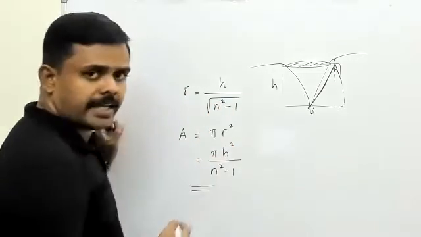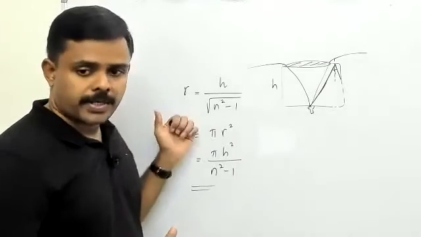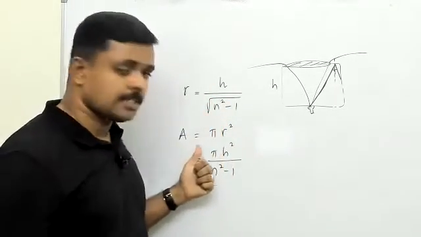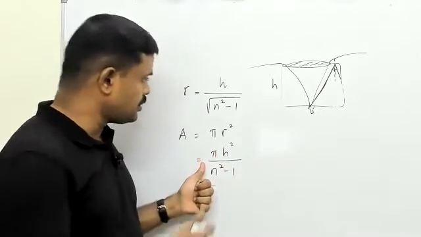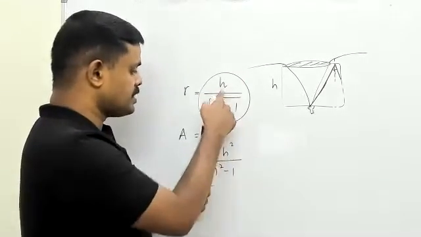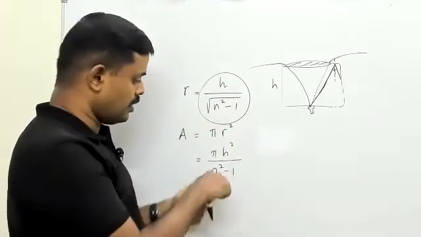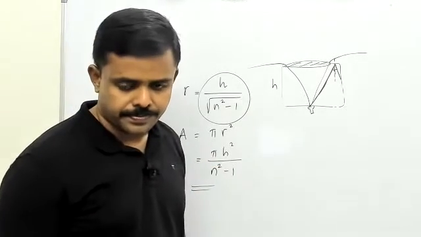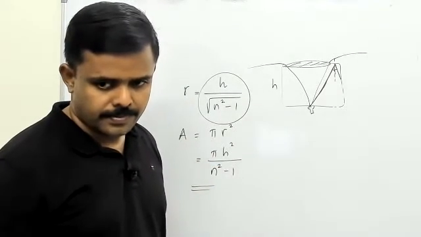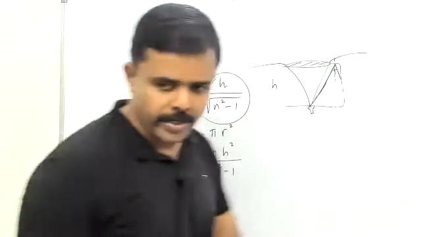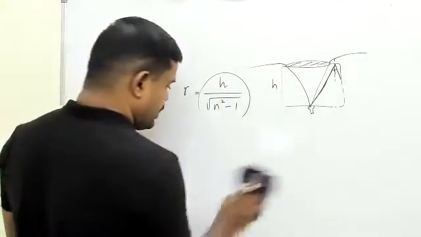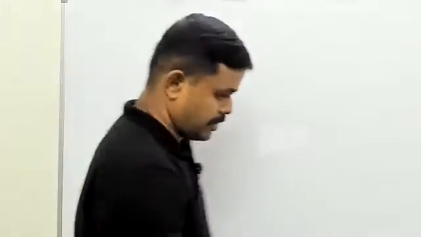I won't be deriving it again because we have done it just now. R is h by root of n square minus 1 and area is pi r square, that is pi into r square. Square of this is h square; root is gone, n square minus 1. Did you understand? Moving on to the next one. So I'm leaving the derivation to you. You can derive at home, but you have to do that.